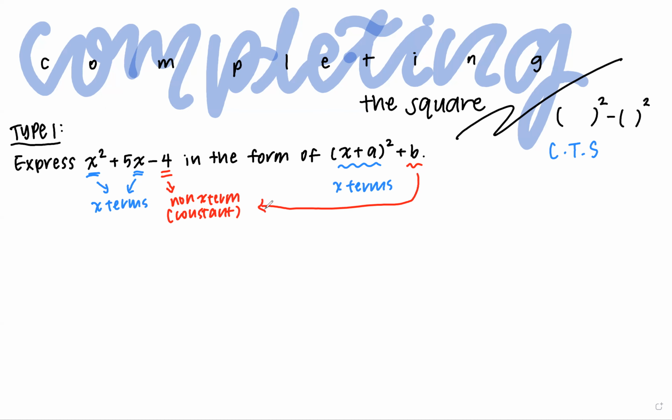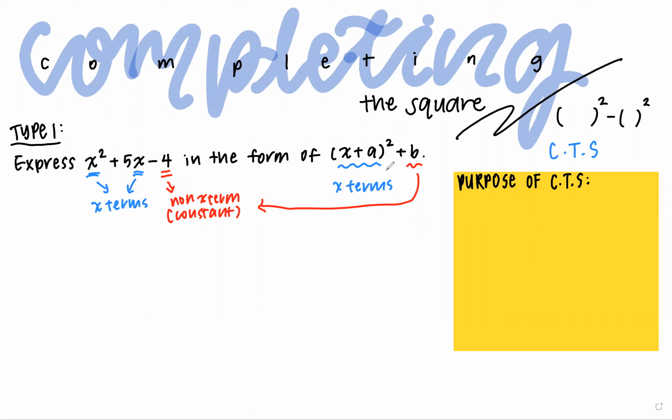All right, so I give you some time to copy before I move on. Now, what's the purpose of CTS? The purpose of CTS is, as I said just now, you put all the square terms together. One of the good purposes is when it comes to proving. In set 3, you will do a lot of proving, so whenever you do proving, it's good to factorize using completing the square.